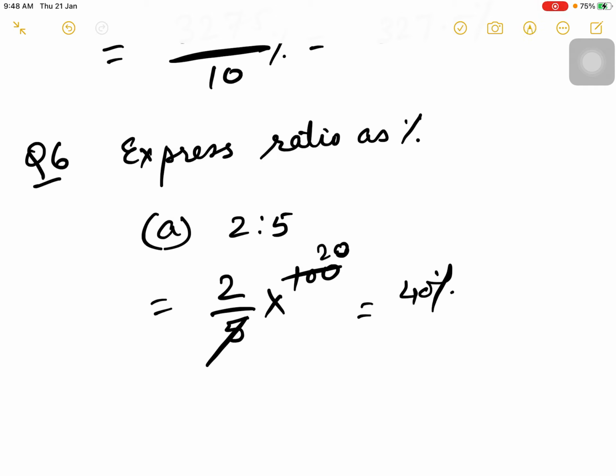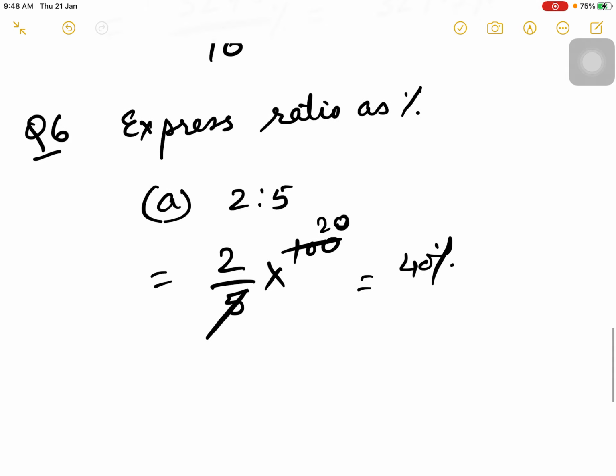Fine, very simple. You can convert ratios as percent. You first convert a ratio into a fraction, right, you have solved it to find the simplest form. Okay, now we have to convert it into percentage.